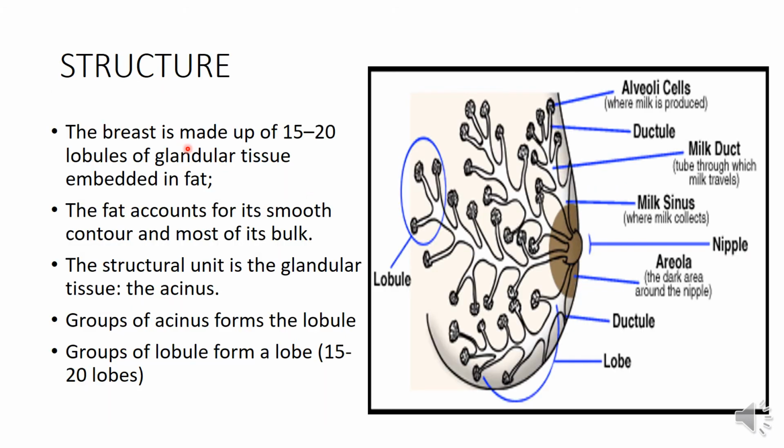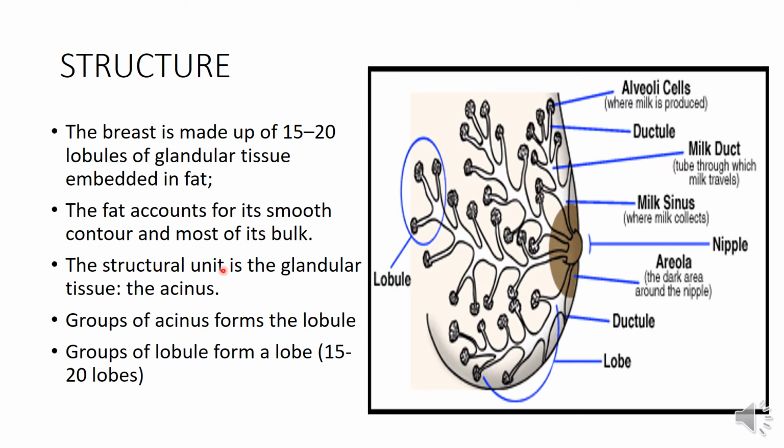Now the structure of the breast. The breast is made up of 15 to 20 lobes of glandular tissue embedded in fat. The fat accounts for its smooth contour and most of its bulk. So majorly, the breast is just glands in fat. The glands are responsible for production of milk, while the fat is responsible for the contour of the breast and accounts for most of the bulk of the breast.